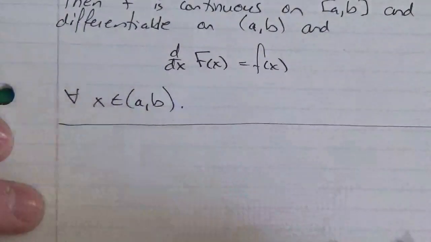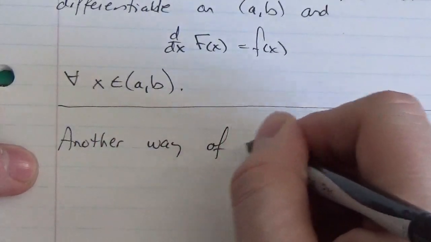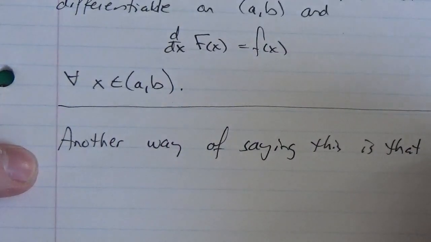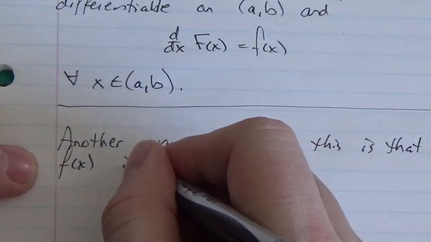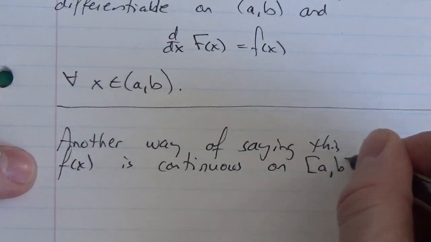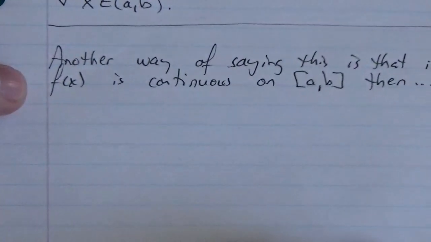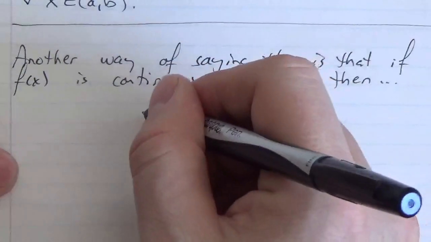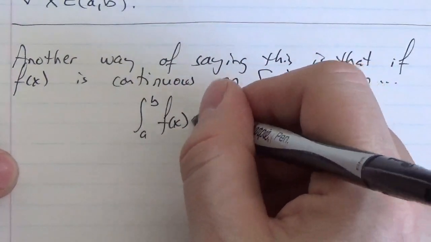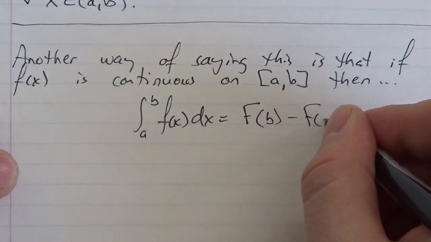So I'm just going to draw a little line here. Another way of saying this is that if f of x is continuous on that closed interval a to b, then, let's come down here a little bit, sorry, I don't want to lose you there, then the integral from a to b of f of x dx is simply equal to its antiderivative evaluated at b minus its antiderivative evaluated at a.